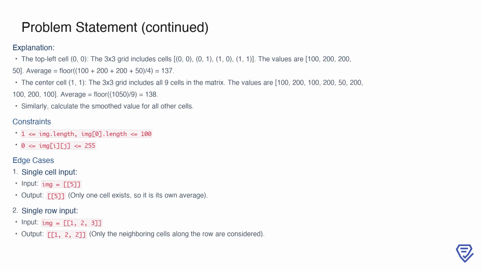For the center cell at position 1, 1, the 3x3 grid includes all 9 cells in the matrix, with values 100, 200, 100, 250, 200, 100, 200, 100. The sum of these values is 1050, and dividing by 9 gives an average of 116.67, which floors to 138. By applying similar calculations to the other cells, we generate the output matrix, which is smoother but retains the overall structure of the input image.